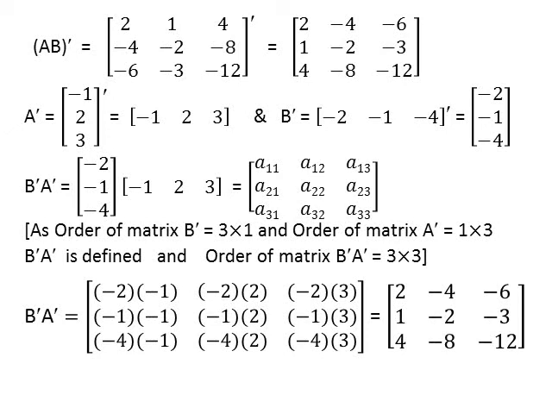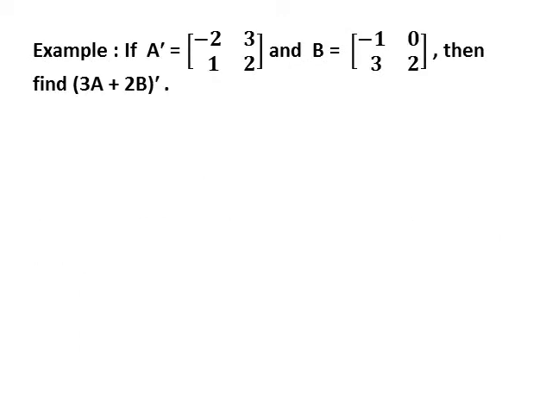We get a matrix of order 3 by 3 with elements 2, minus 4, minus 6 in first row, 1, minus 2, minus 3 in second row, 4, minus 8, minus 12 in third row, which is same as transpose of AB. So, we have proved that transpose of product of AB equals product of transpose of B and transpose of A. Take one more question.